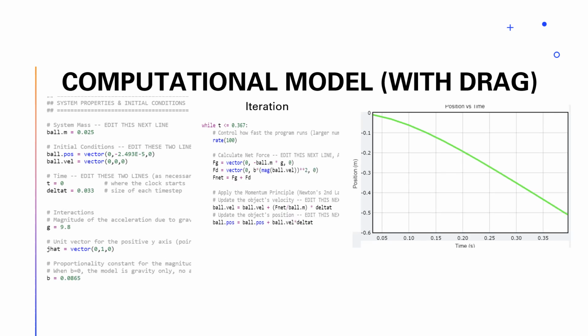With the model with drag, we have basically the same initial conditions. However, we also have a non-zero b value, which will add to the drag force. And then again, we have the Newton's second law equations to update the velocity and the position. And also we have a new F net, which is taken by adding the force of gravity and the force of drag together.